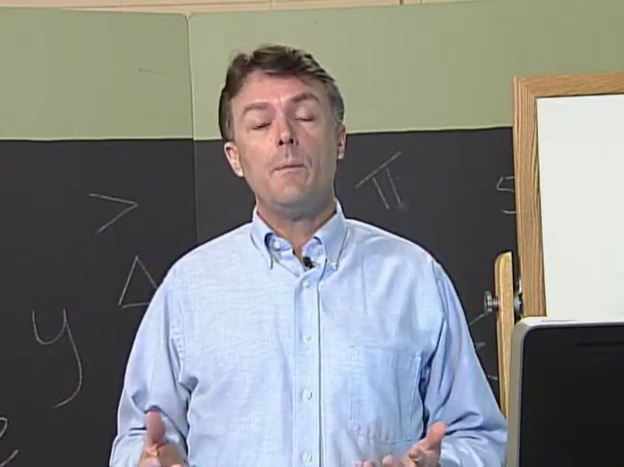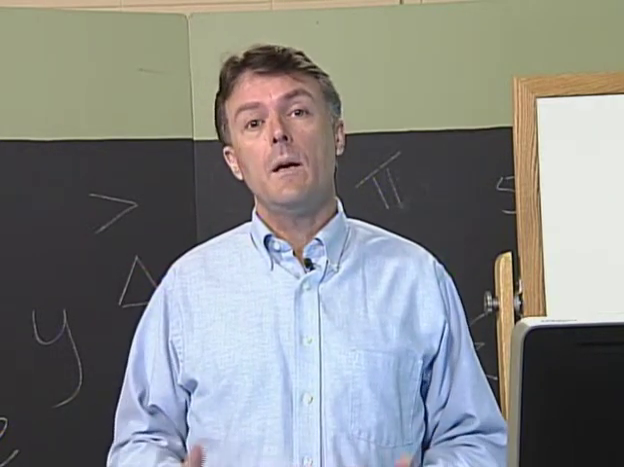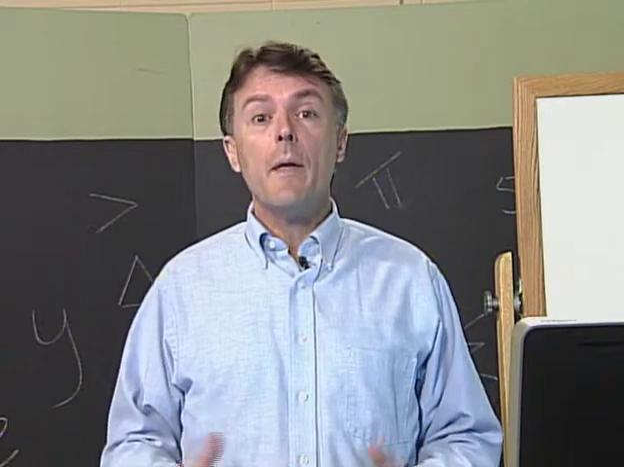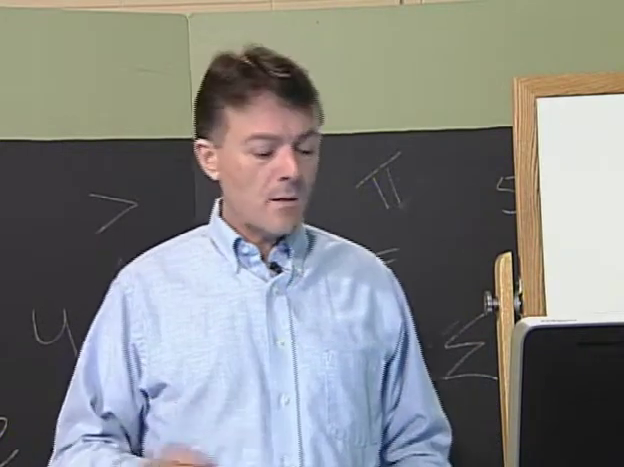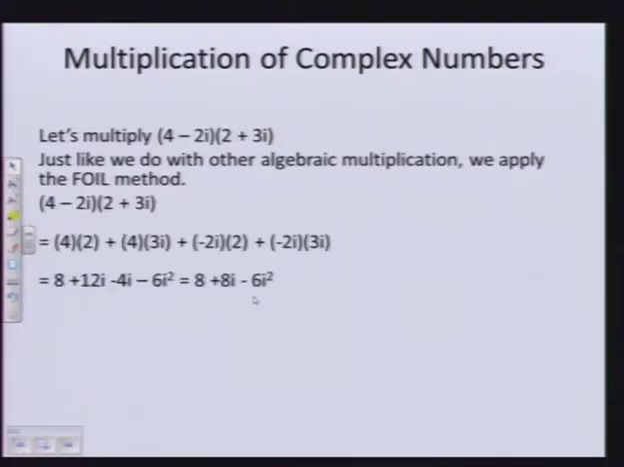And so we're going to apply the similar, or actually the same methods we did when we multiplied two binomials. That is, we're going to use the FOIL method. So let's go ahead and see how that's done. Just like we do with other algebraic multiplications, we apply the FOIL method. Here, I've put the whole FOIL method out for us. We haven't totally completed the problem, but let me work through the steps with you.